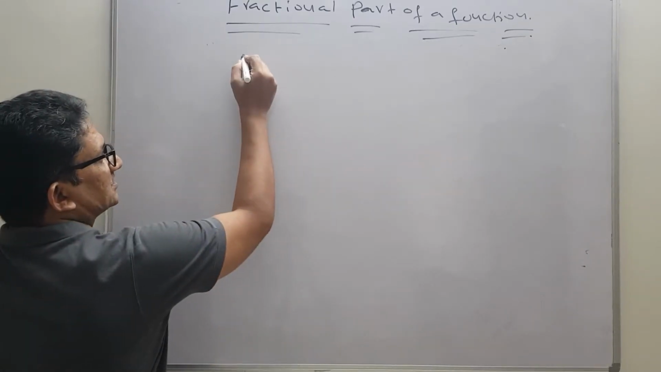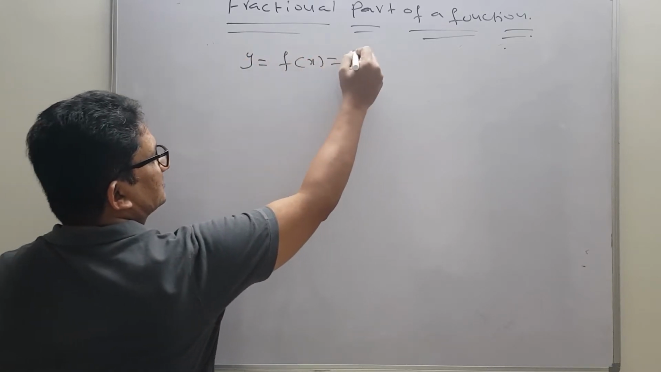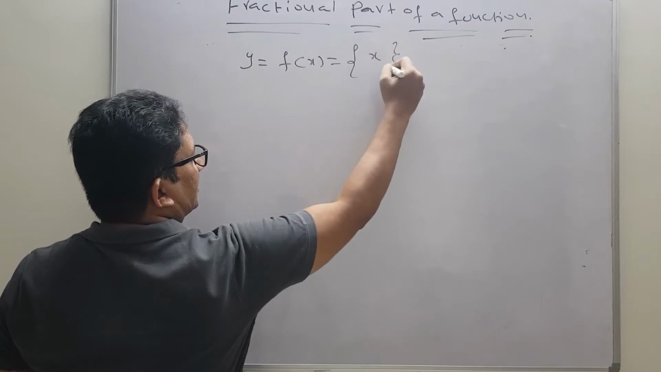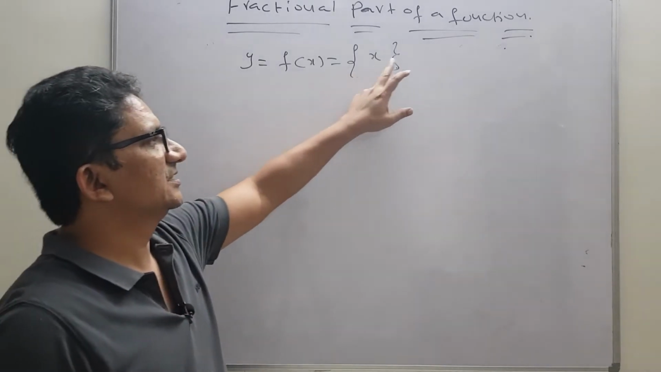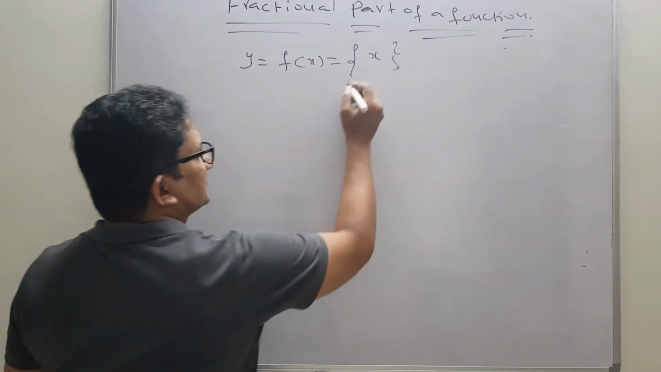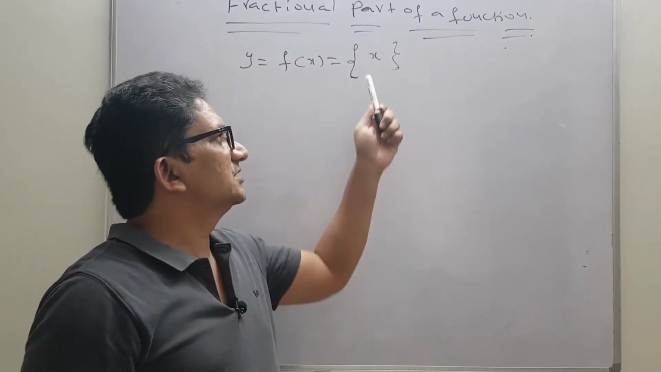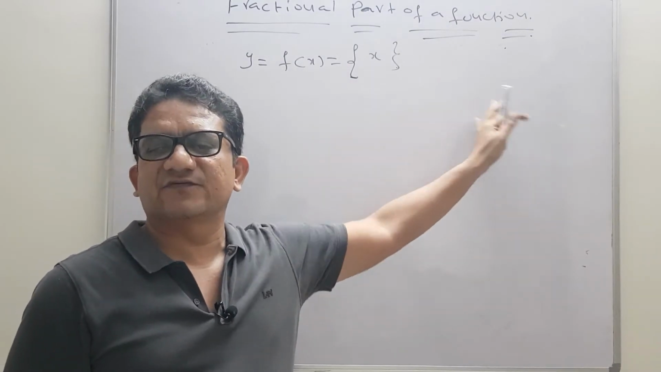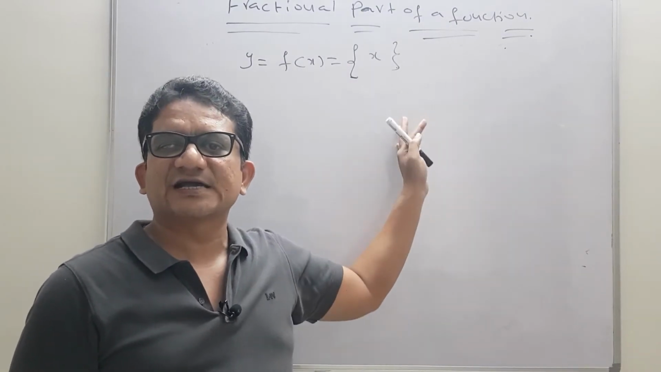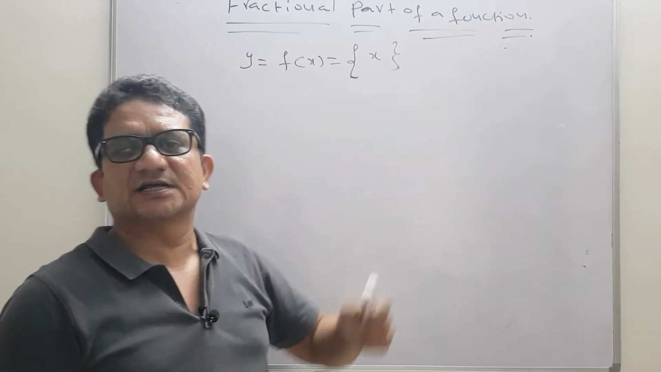The fractional part of a function is denoted like this: f(x) equals, in between curly brackets, x. So it is denoted like this, and the definition of this one is, see, it gives the fractional part of a number. If x is a real number, then the fractional part of x gives the fractional part of that particular number.